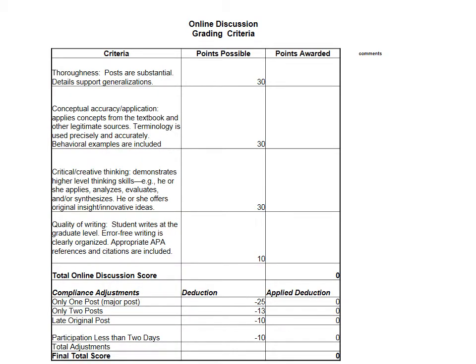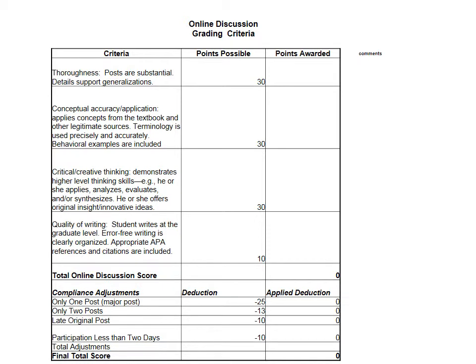This is a form that's used for online post grading, sometimes called the rubric. And you can see it's broken down into several different categories. And this helps me as the grader and reviewer of your post to be able to decide on different aspects of the post. As you can see, the different categories get different point values. So thoroughness gets 30 points. Conceptual accuracy gets 30 points. Critical thinking gets 30 points. And quality of writing gets 10 points.